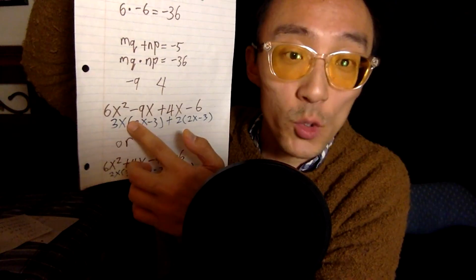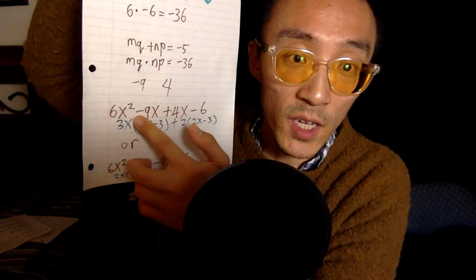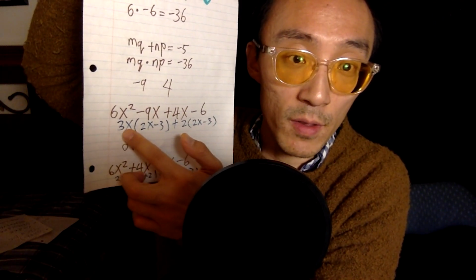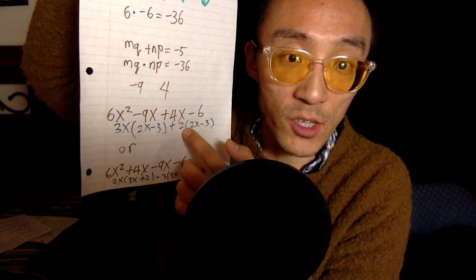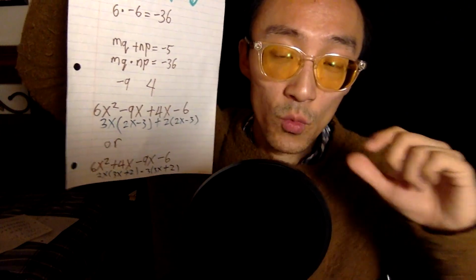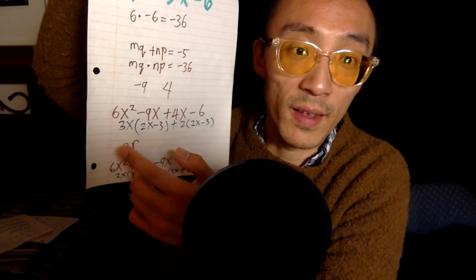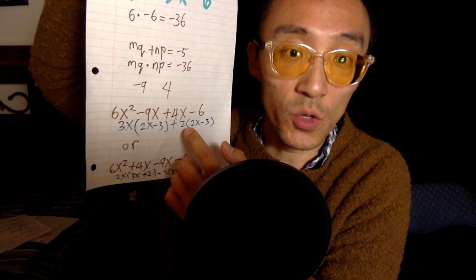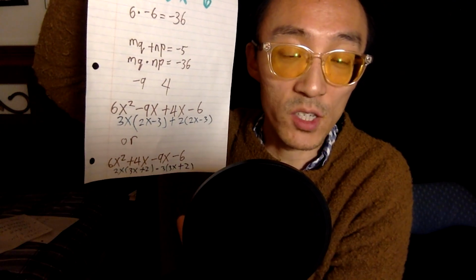If we wrote it this way and grouped it this way, here we can factor out a 3x. Here we can factor out a 2. And then this is the same. So we undistribute more, and we get 3x plus 2 times 2x minus 3.